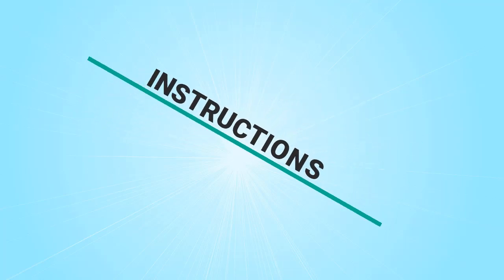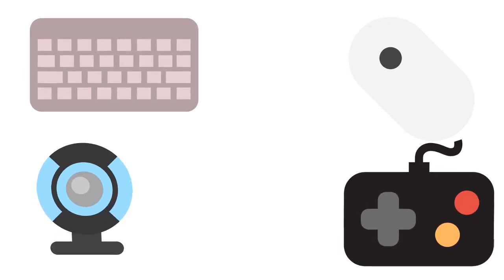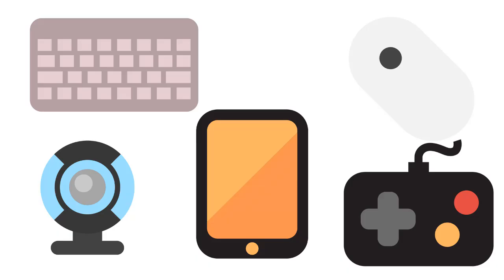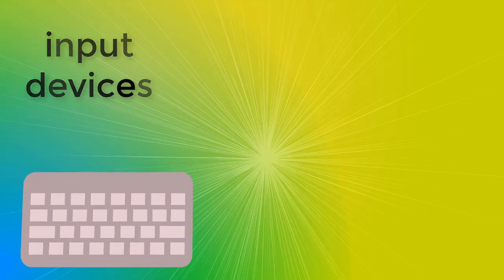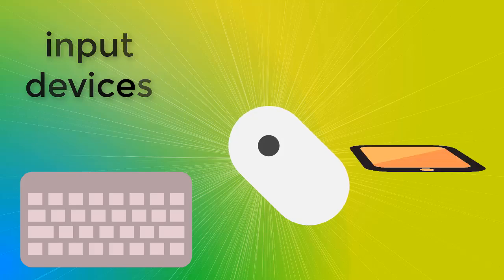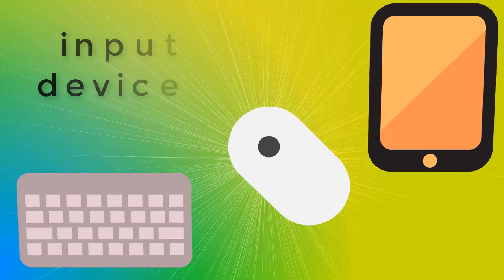But in order for this to happen, it needs instructions to tell it what to do. And these instructions are provided by a program or software application. In order to get data into a computer, you need to use an input device. An input device is an example of hardware, and hardware are the physical parts of a computer system. Examples of input devices are keyboards, mouse, touchscreen, or anything else that gets data into the computer system.